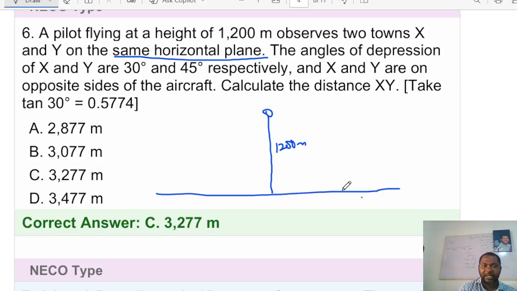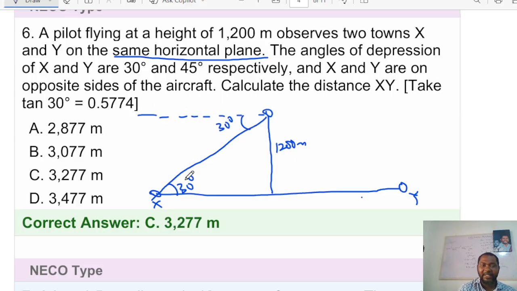Then on one side here you have X, on the other side here you have Y, and the angle of depression here is 30 degrees. I'm going to write it here, 30 degrees. But remember, actually depression should be between your horizontal line and this 30. But like I said, alternate angles. So if here is 30, here is also 30. The same thing here, the angle of depression here, I'm going to write 45 degrees, even though the actual angle of depression is between the eye level and the line of depression.